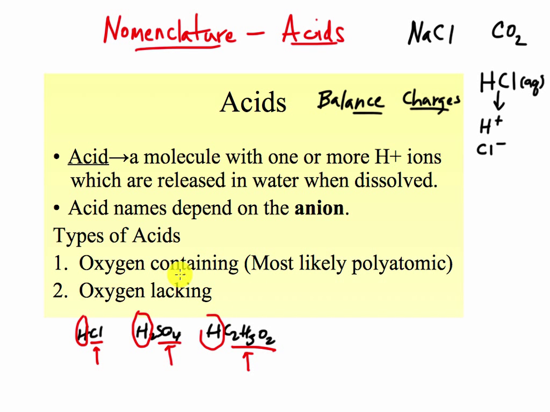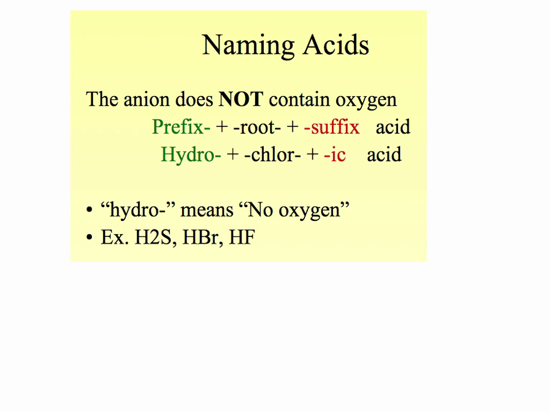So if it's going to contain oxygen, it's most likely a polyatomic ion. Okay, so let's take a look. All right, here's the rules for naming acids that do not contain oxygen. So if there's no oxygen, this is the pattern you're going to follow.